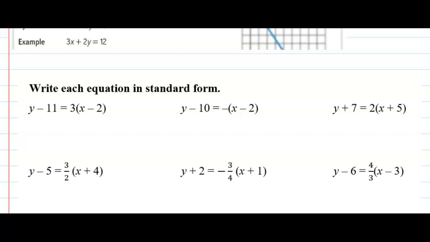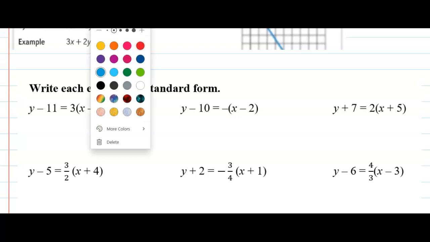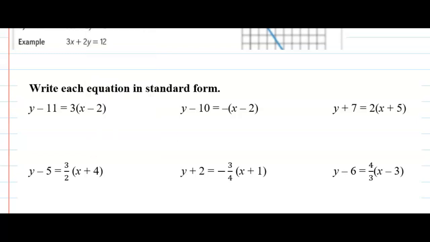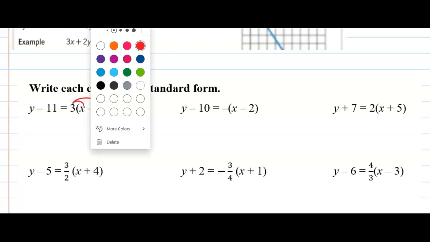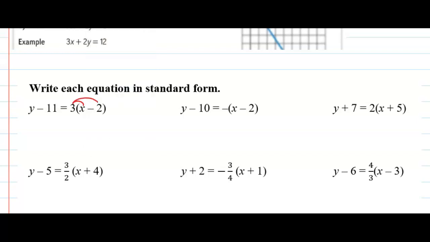Let's see. We don't want any parentheses, so let's distribute first. That's step 1. Get rid of the parentheses. Now, we have y on the left, but we want x on the left as well. So I'm going to move the x term to the left side by subtracting it. -3x plus y minus 11 is -6.